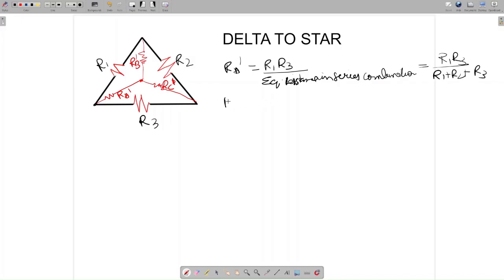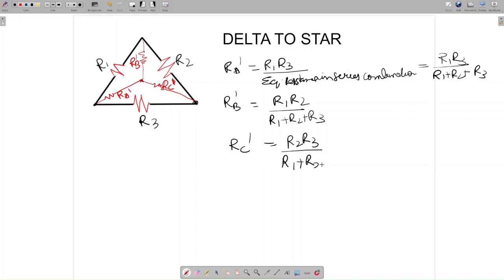Similarly, what will be the equivalent resistance of RB dash? RB dash will be equal to the product of adjacent resistances R1 R2 divided by the sum of the resistances. And RC dash is here. So this is RC dash. It will be equal to the product of R2 R3 divided by the sum of the equivalent resistance in series combination.